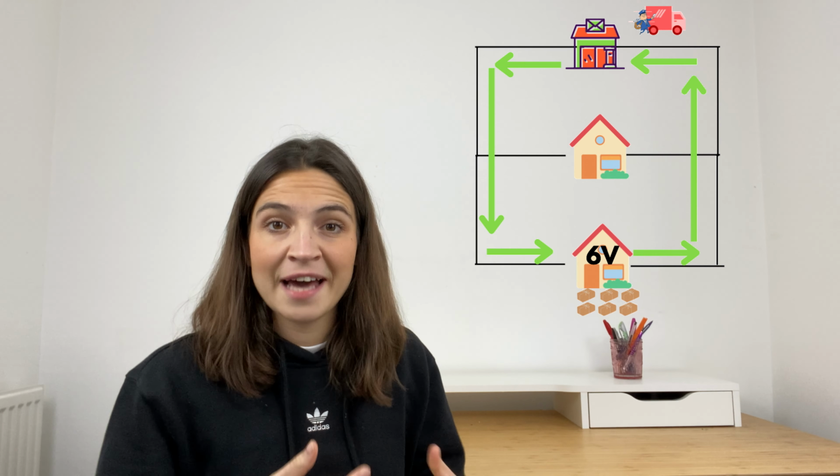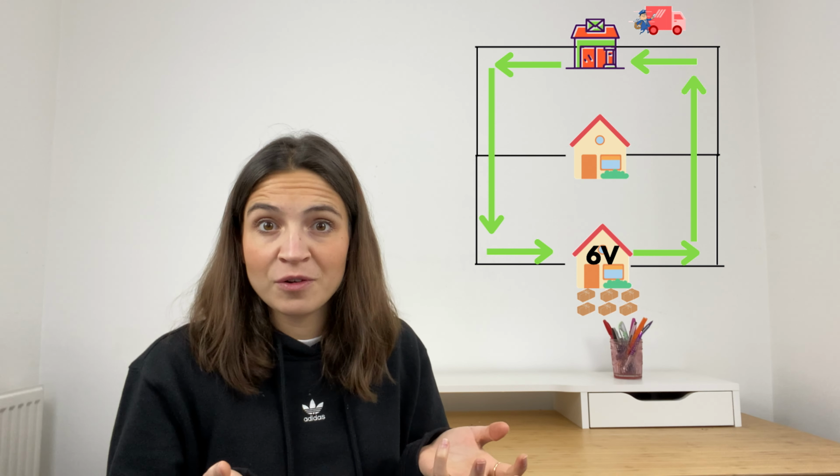Okay, let's have a little look at the second postman. He went down the other bottom branch. And on his journey back to the cell, he only goes through this house here. So he needs to drop all of his packages at that house. That house receives 6 packages, or my bulb has 6 volts over it.